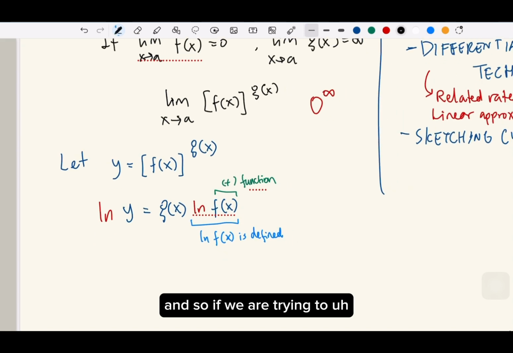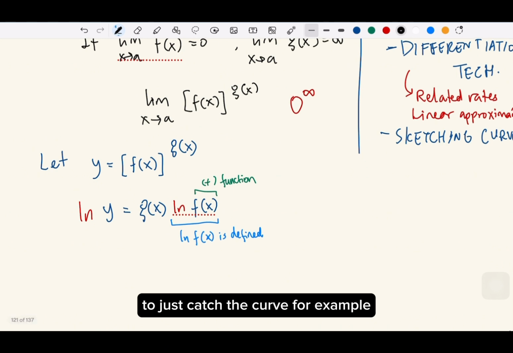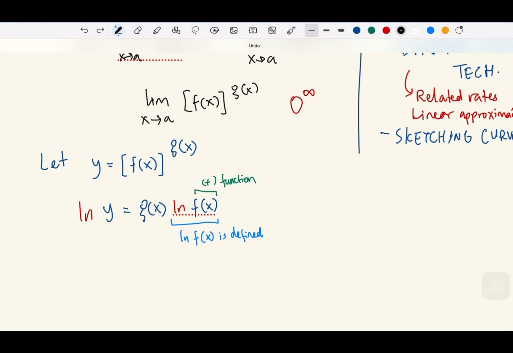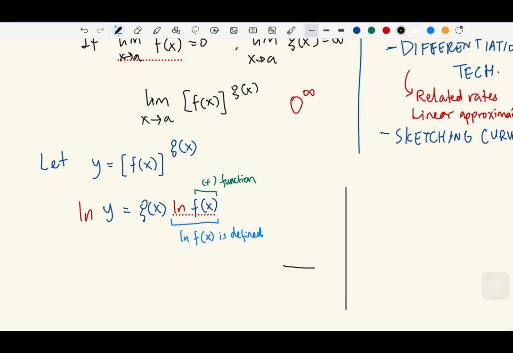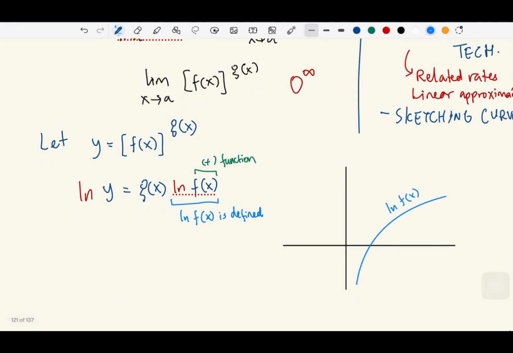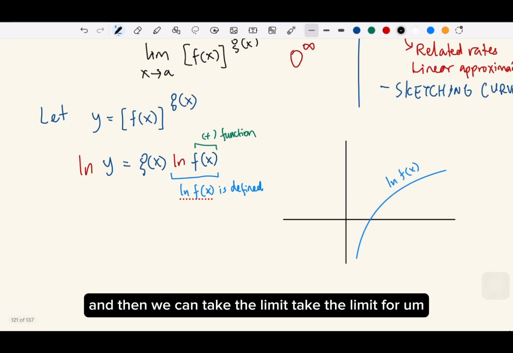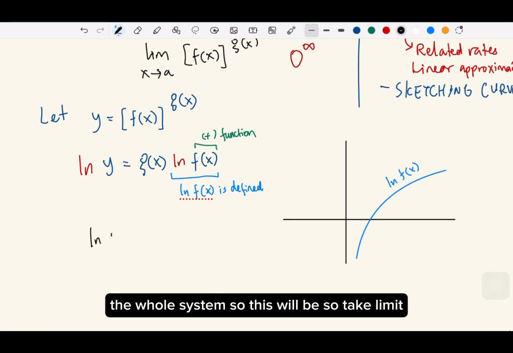And so if we are trying to sketch the curve, for example, let's say this is just a random sketch, but suppose that this is our ln f of x. And then we can take the limit, take the limit for the whole system.